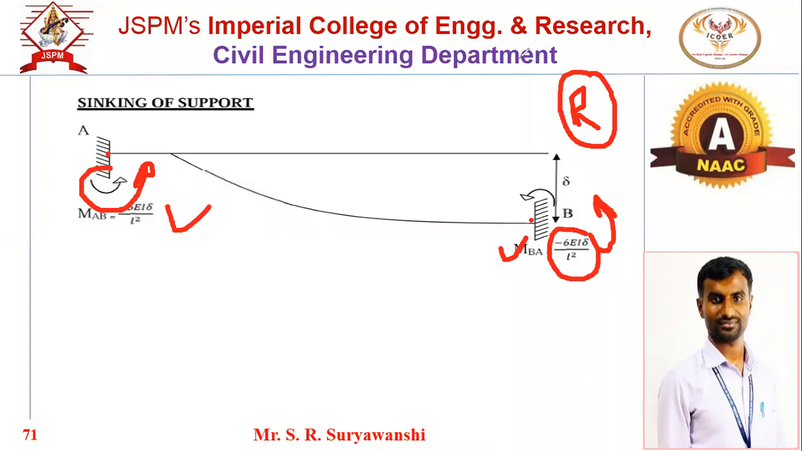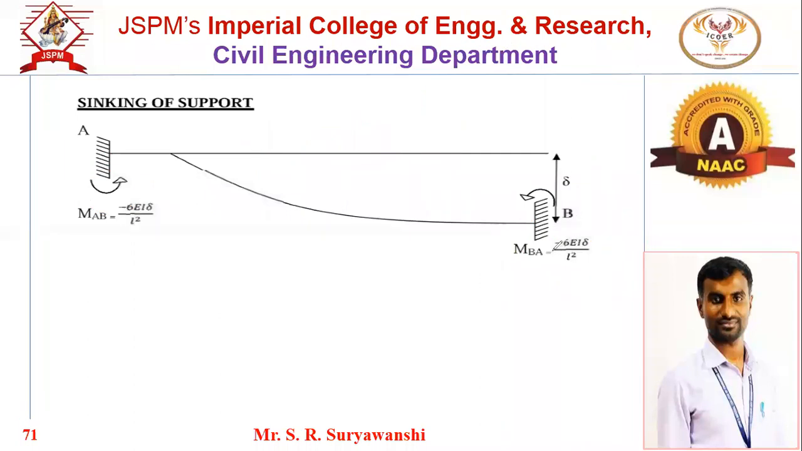Why? Because the right end is having the settlement. So this is the first sign convention that we have to understand. Suppose any member is there, and the right end is having the settlement; in that case, at both the ends, the moment will be anti-clockwise. Anti-clockwise means minus, and the amount is 6 delta by L square.